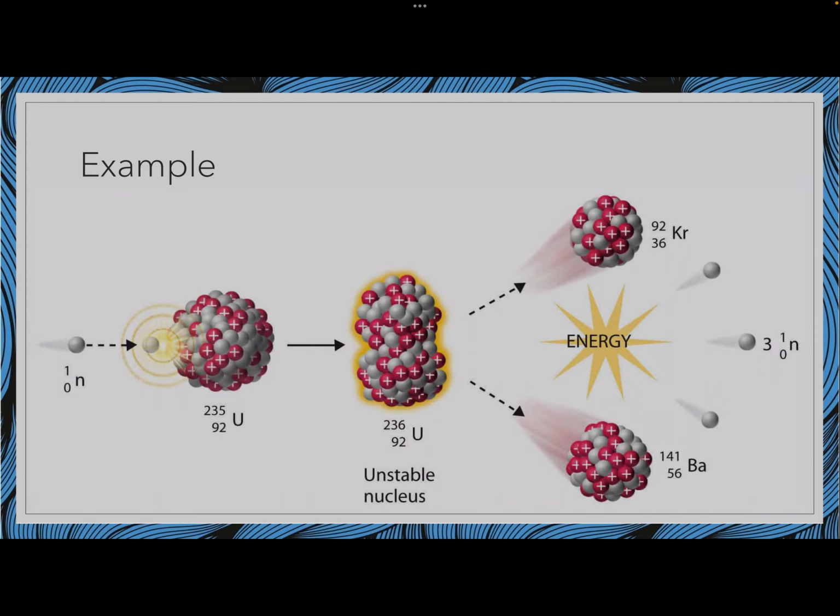Now, a little summary of today's stuff. Sorry, back to fission. There's a pictorial example. So our uranium-235 gains that neutron, which makes it quite unstable. It then splits into our krypton and barium and our 3 neutrons.